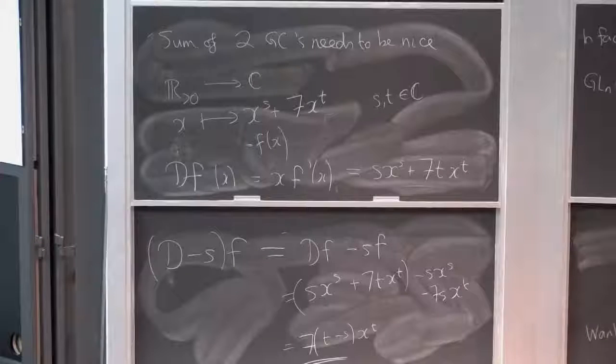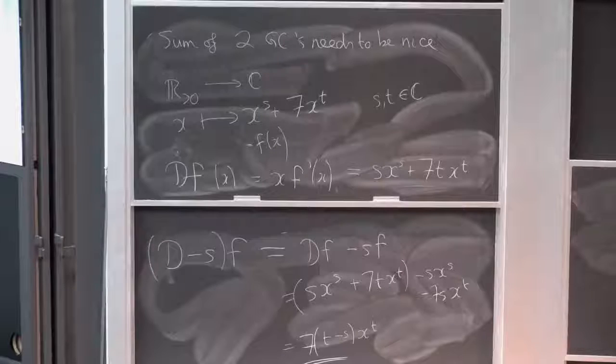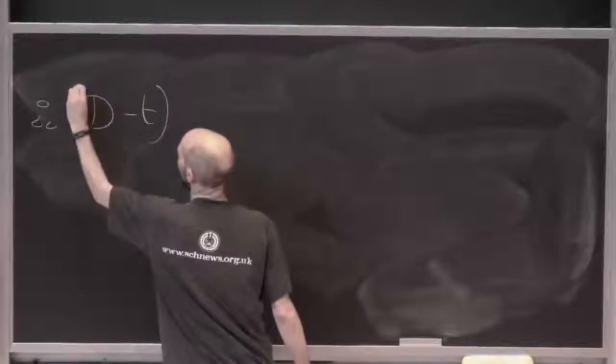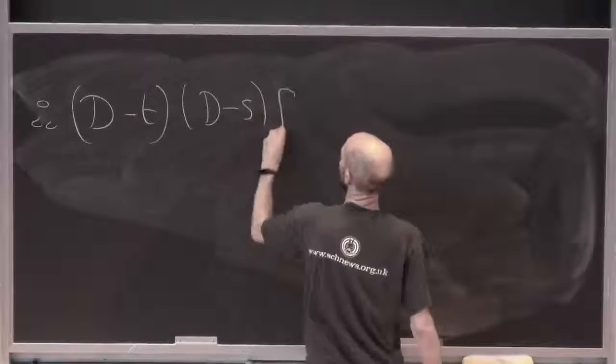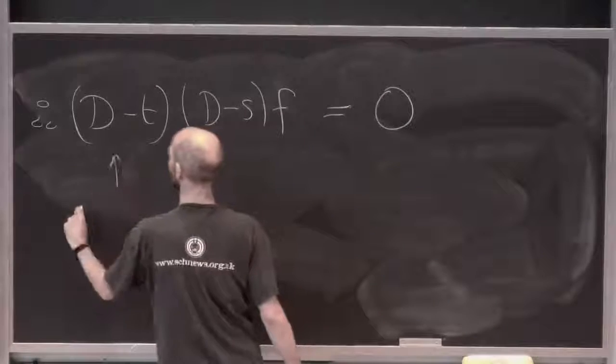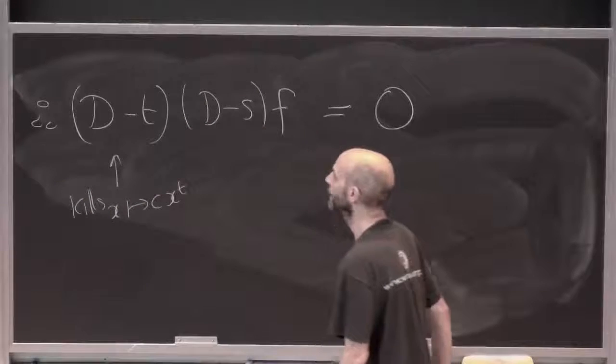Oh, this is really good, because a constant times x to the t, I can annihilate that with D minus t. Right, D minus t kills x to the t. The thing we had wasn't x to the s or x to the t, but once I apply D minus s, I kill the x to the s part. So therefore, D minus t times D minus s of f is 0, because D minus t kills some constant times x to the t.